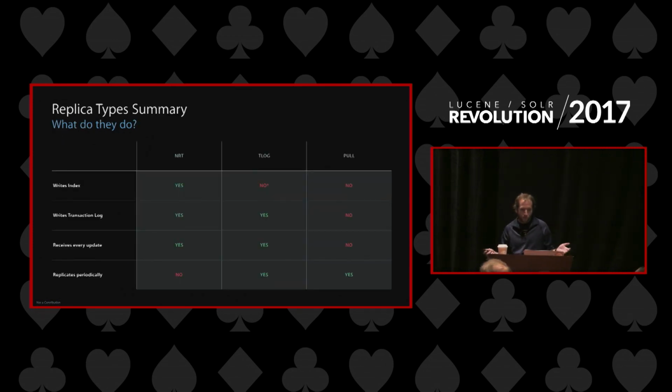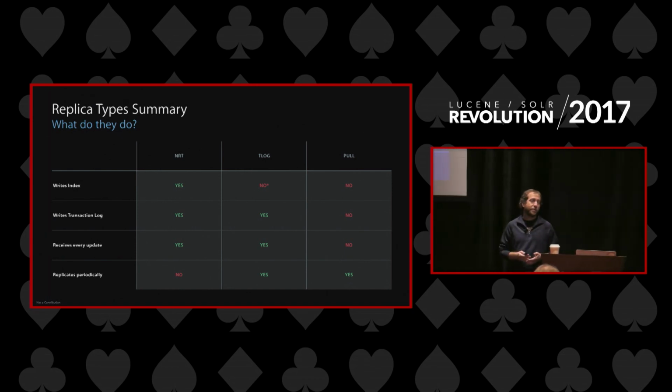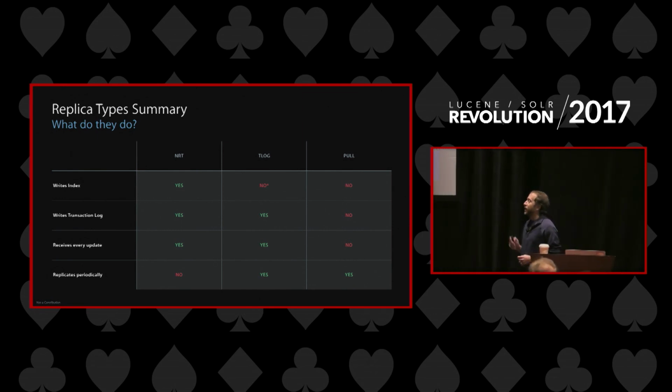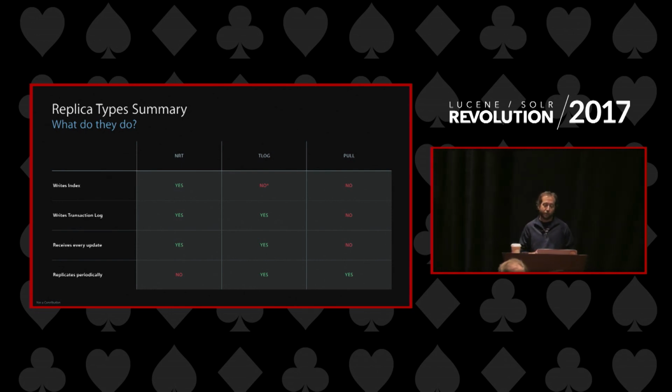So let's go through a summary of what they do, because I know it's pretty complex. The near real-time replica, that's the type that exists today. It will index, it will update the transaction log, it will receive every update, and it will not replicate periodically. The transaction log replica is not going to write to the index, and there's a star here. It's going to update the transaction log. It's going to receive every update, and it's going to replicate periodically.